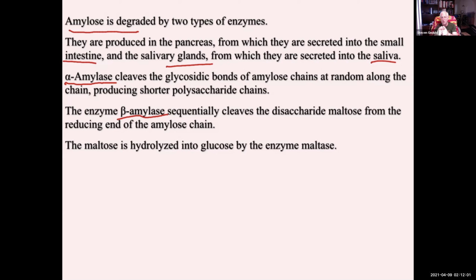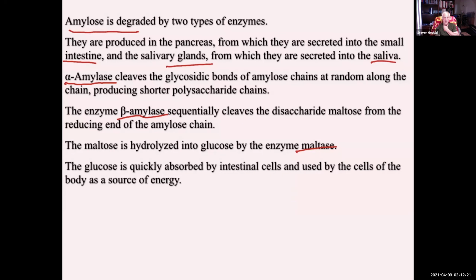Then once you have these disaccharide maltoses, you have the enzyme maltase, and that breaks the two maltoses apart into two glucose molecules. And that's how we can eat starch and utilize it as energy. Okay, so that's how we break it down. And the enzymes are produced in the pancreas and in the saliva from your salivary glands. Okay, the glucose is quickly absorbed by intestinal cells and used in the cells of the body as a source of energy.